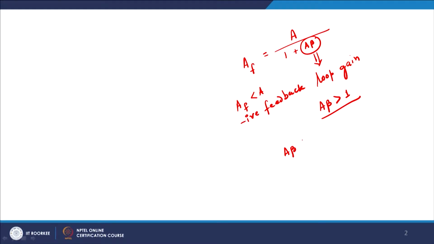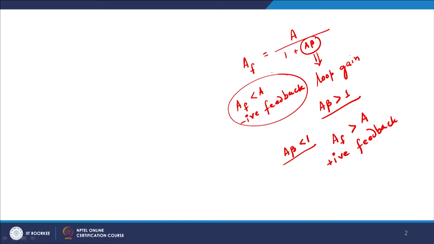Similarly, if A into beta is less than 1, then you get your AF greater than A, because the denominator becomes less than 1, and this is referred to as positive feedback. In most of the cases which we will be encountering, we will be concentrating on negative feedback per se. We have also seen that 1 plus loop gain is known as the feedback factor. So, this 1 plus A beta is referred to as the feedback factor.